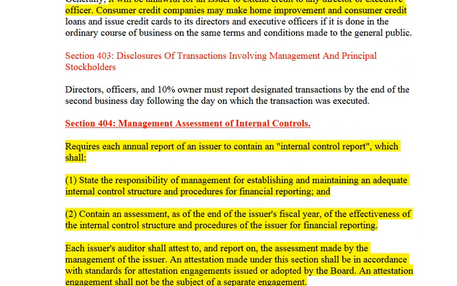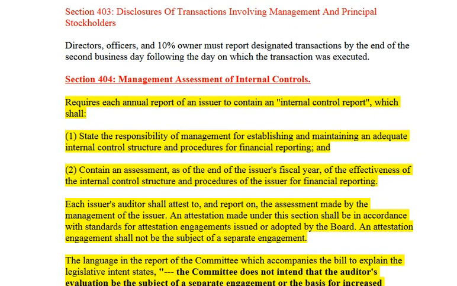Section 403. Disclosure of transactions involving management and principal stockholders. Directors, officers, and 10% owners must report designated transactions by the end of the second business day following the day on which the transaction was executed.